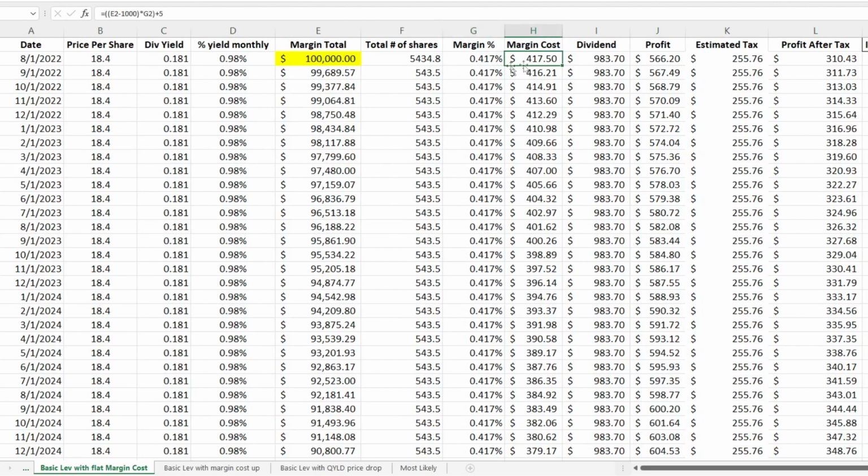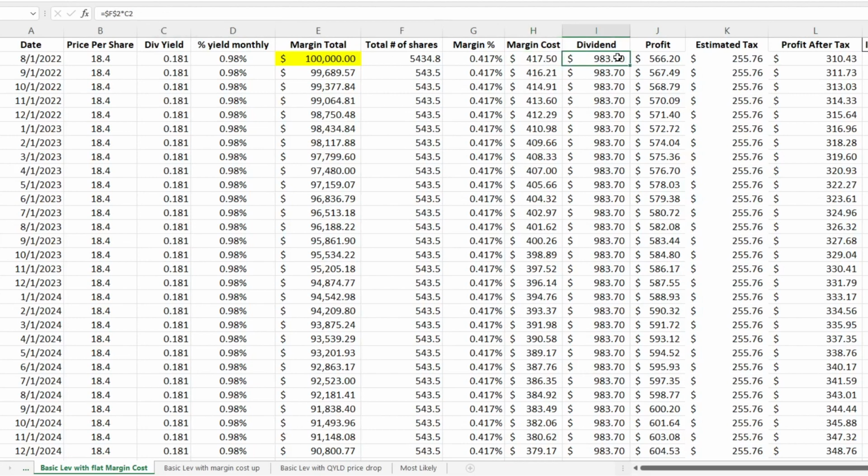Our margin cost, what we do is we take our amount invested minus $1,000, we multiply it by our margin percent, and then we add 5. The reason for adding 5 is because you have to pay $5 for Robinhood, and you get $1,000 of free margin. So we subtract out the $1,000, we add in the $5, and you end up with your cost.